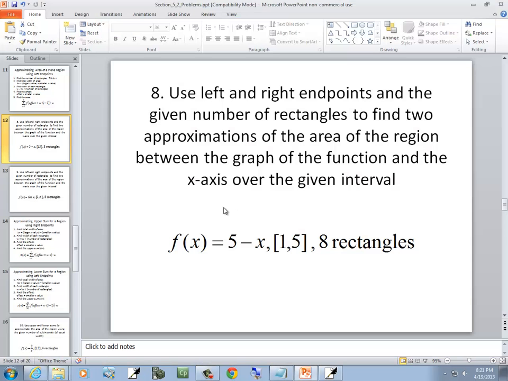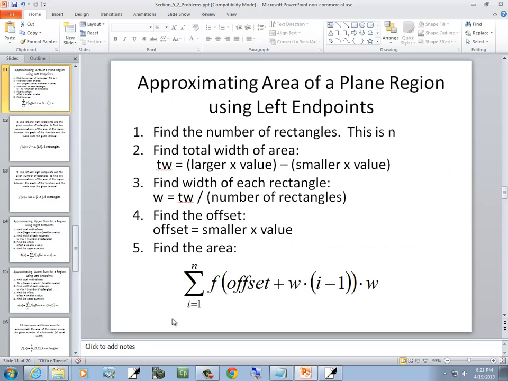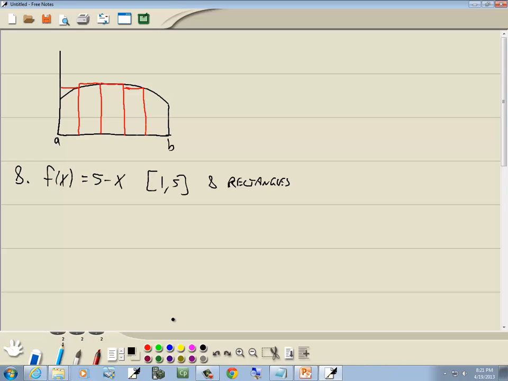And it says use left and right endpoints and a given number of rectangles. Find two approximations of the area of the region between the graph of the function and the x-axis over the given interval. Now this is assuming that our graph is above the x-axis. Let's look at the right endpoints first. So right endpoints.